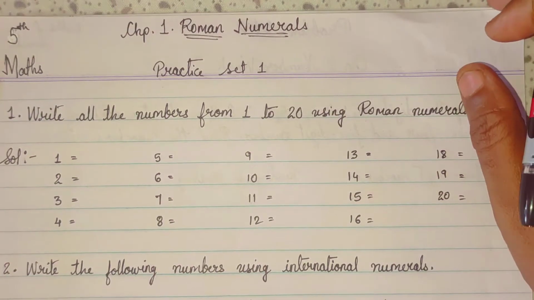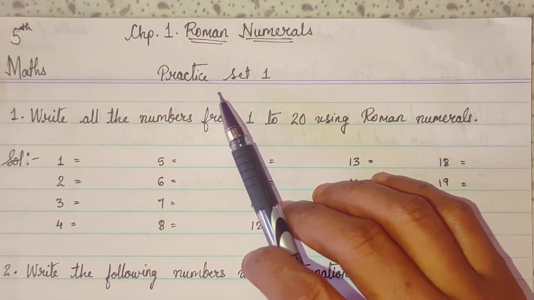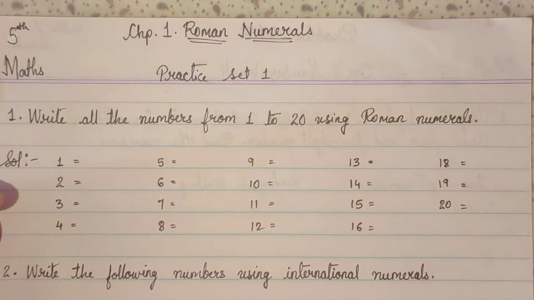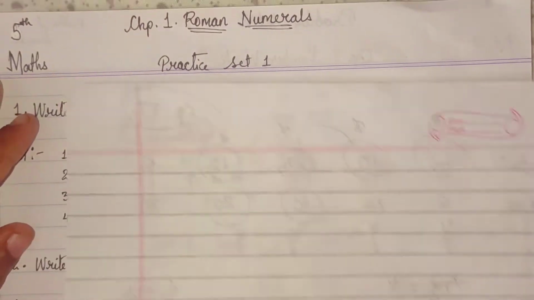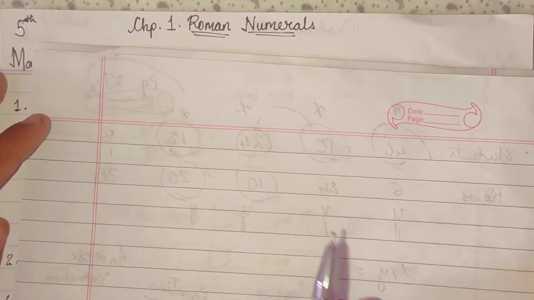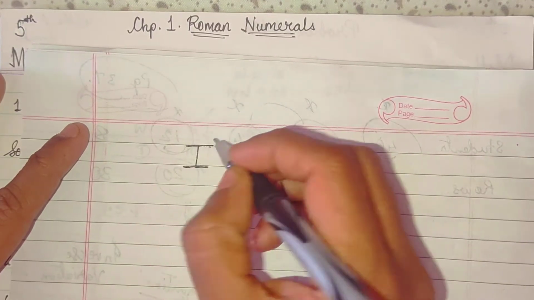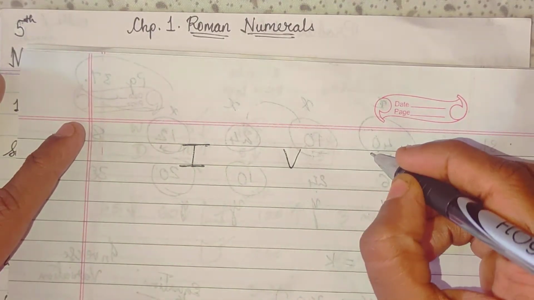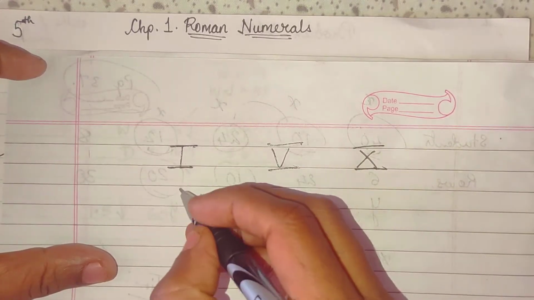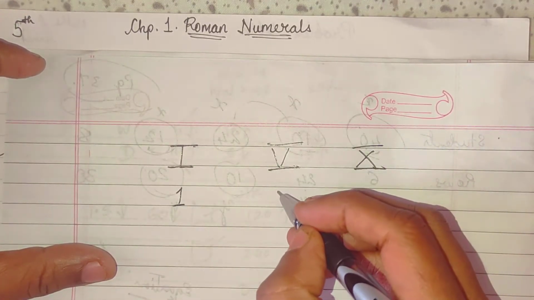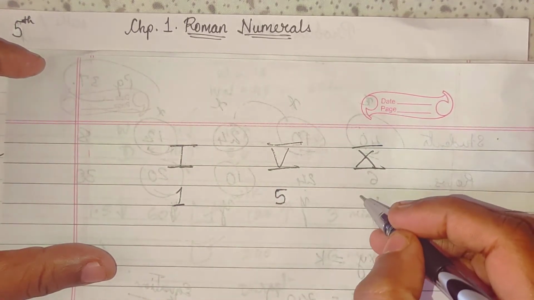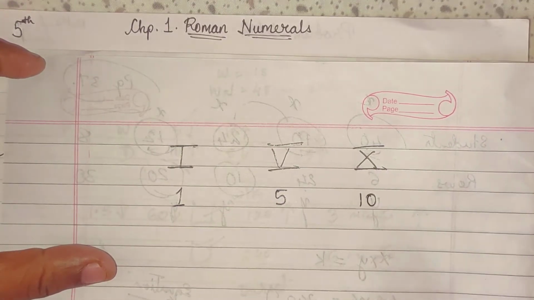Standard 5th Maths, first chapter, Roman numerals, practice set 1. To write these Roman numerals, Romans use the alphabet I, V, X. I stands for 1, V stands for 5 and X stands for 10.